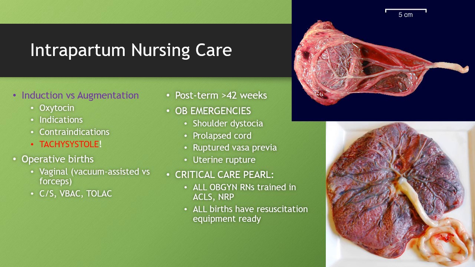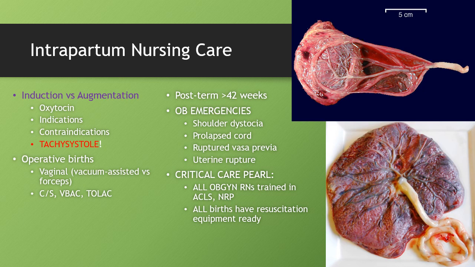You want to put the pelvis higher than the chest, so either Trendelenburg or knee-chest position, and then you're going to take a sterile gloved hand and you're going to relieve the occlusion or the compression of the cord by lifting the presenting part off of the cord until the patient goes to C-section.